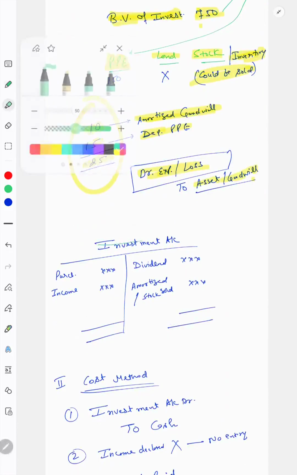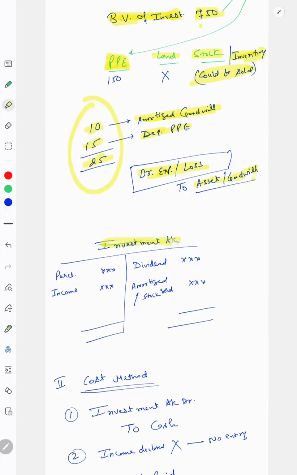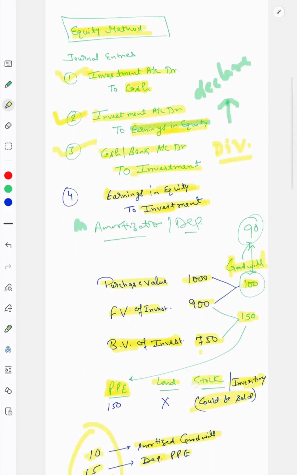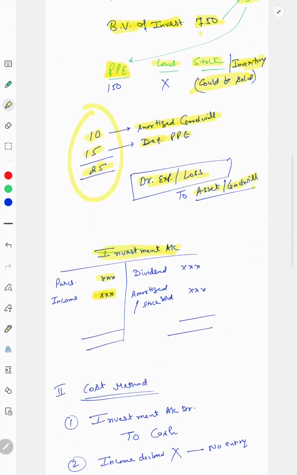Investment GL is basically, now we understand the flow of the investment. As I said, the purchase is at cost under the equity method, and once the profit is declared, we'll pass the second entry where we say investment account debit to earnings in equity. Okay, so investment will further increase, and then when the dividend is declared, the investment will reduce. And then for the amortization and the assets sold, the investment will further reduce.